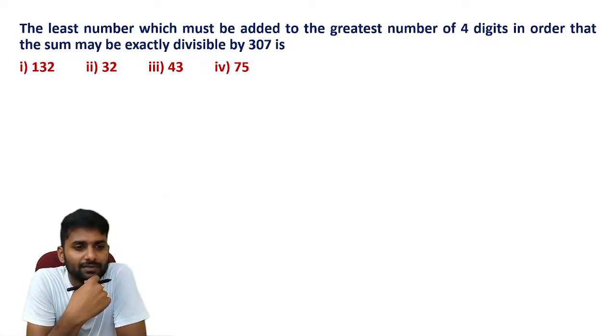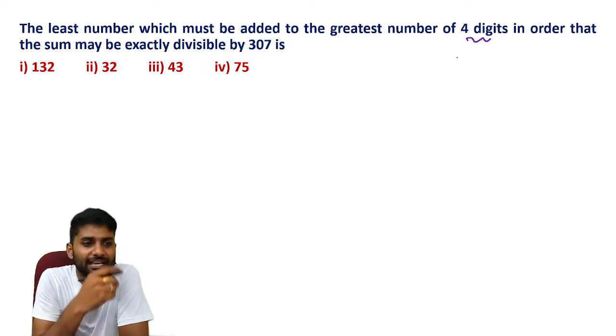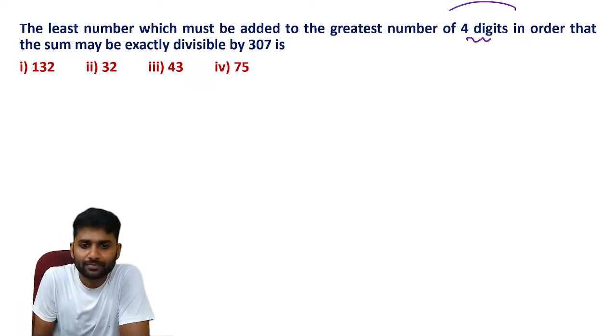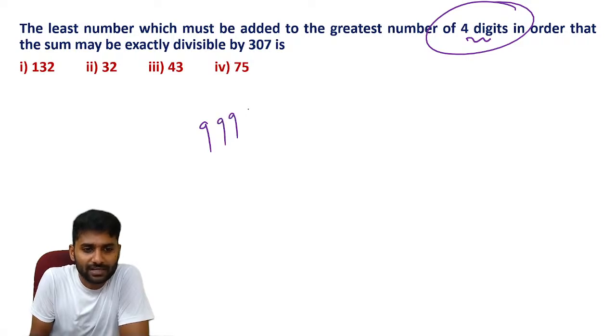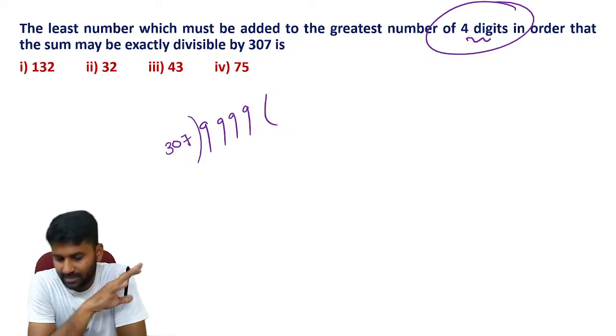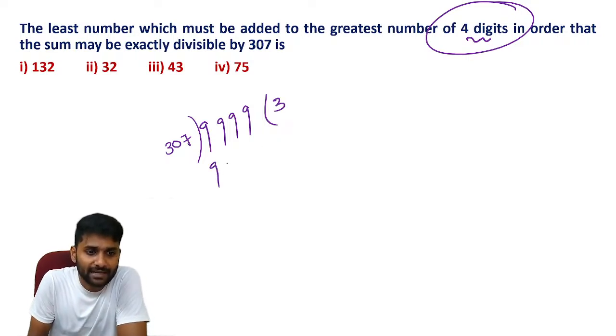What is the least number which must be added to the greatest number of 4 digits so that the sum may be exactly divisible by 307? Let's take the greatest 4 digit number, 9999. If you think it is divisible by 307, definitely you will get 0 remainder. Let's verify. If you go through 3 times 307, that is 921.